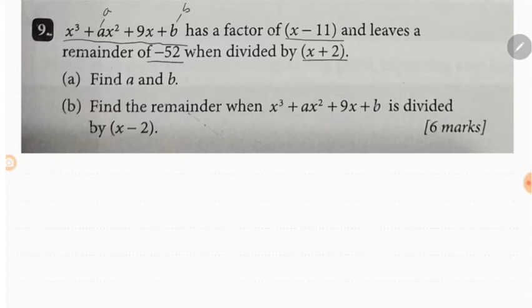So basically for part B, you need to answer part A first. Without answering A, you cannot answer B, because in B we have the unknown values a and b.